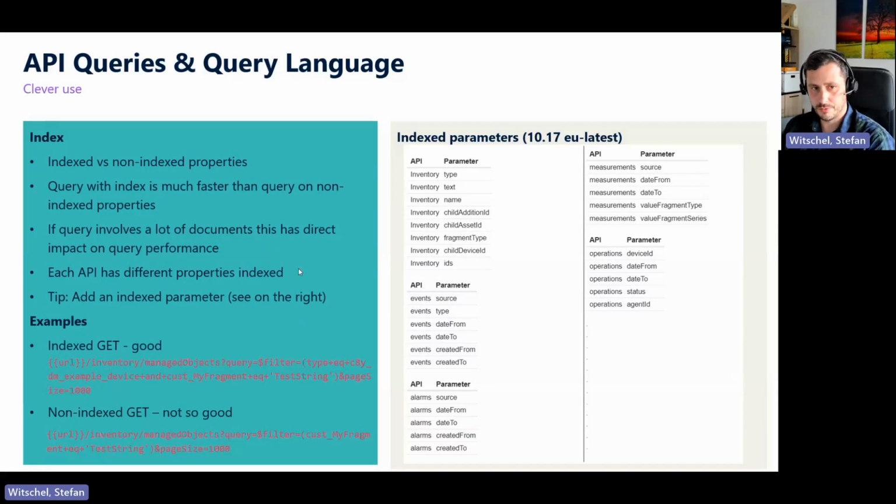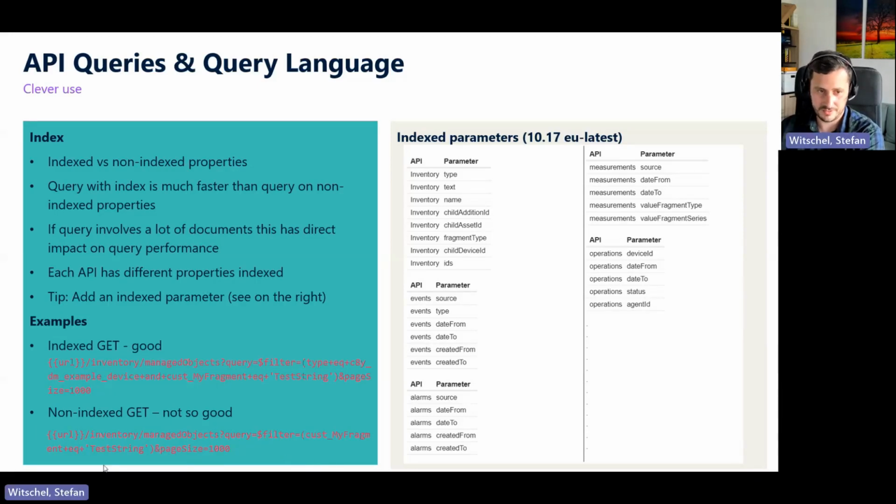If you want to retrieve data very efficiently, then you should mainly use parameters of an index. If you're not using a parameter of an index, it can have an impact on your query performance, especially if you want to retrieve a lot of devices or other documents like measurements and so on. So have that in mind and always try to involve an indexed query parameter. There's a very simple trick how you can achieve that. I have two examples here.